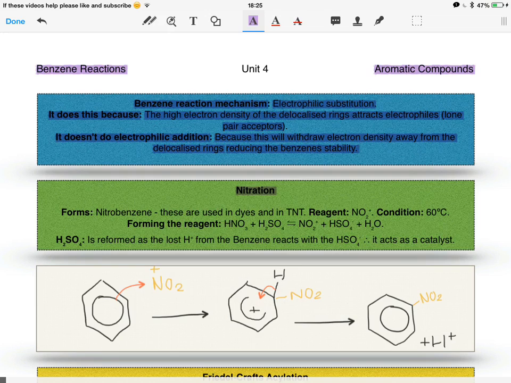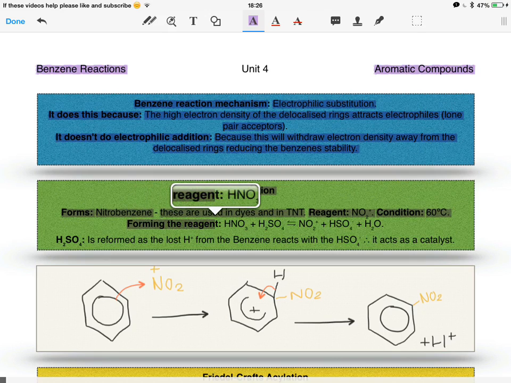Nitration is one of the types of electrophilic substitution reactions, and this forms nitrobenzene. These are used in dyes and TNT. The reagent for this is NO2+, and the condition is 60 degrees Celsius.